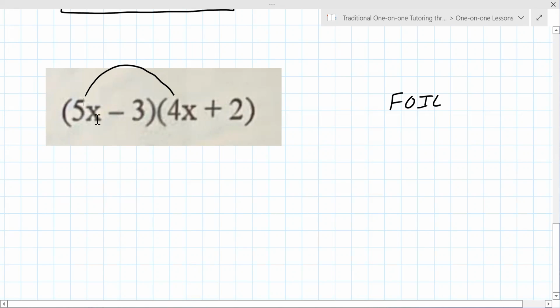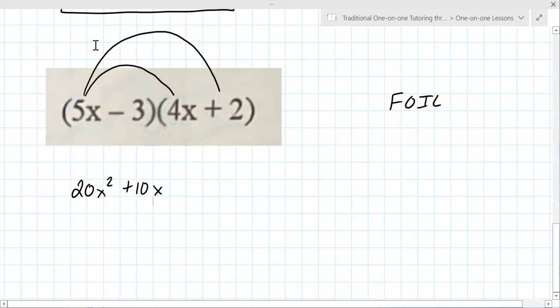But I'm hoping by now, if I ask you, Maris, what's 5x times 4x, what would you tell me that is? 20x to the second. 20x squared or 20x to the power of 2. Good. Then you take the 5x and multiply it by the +2. So it's 5x times the +2. That's the O, by the way. What would that be? 10x. Plus 10x.